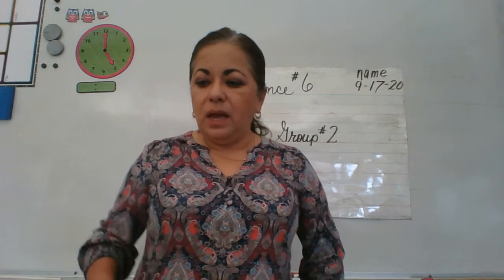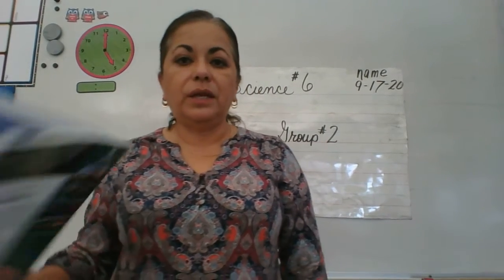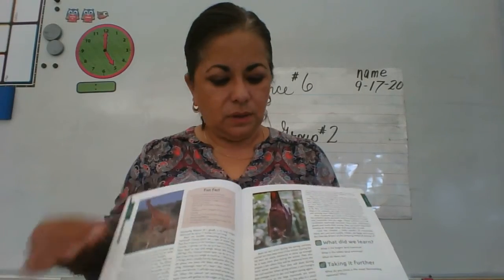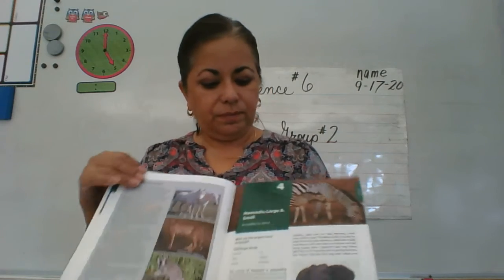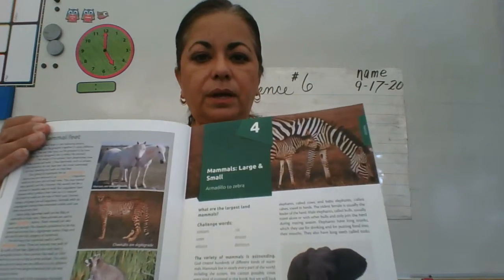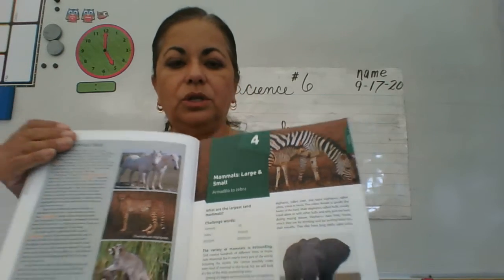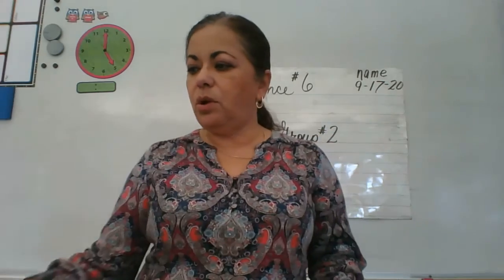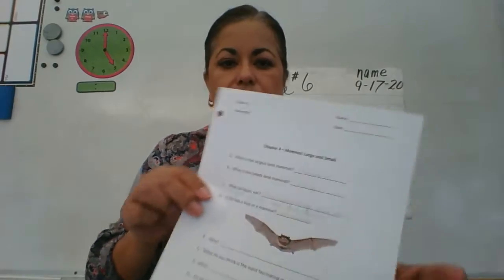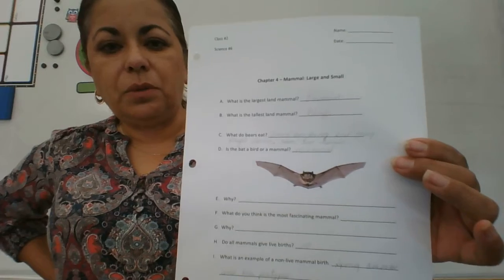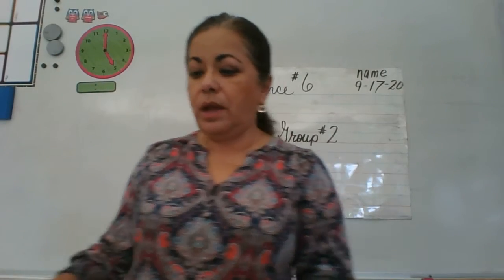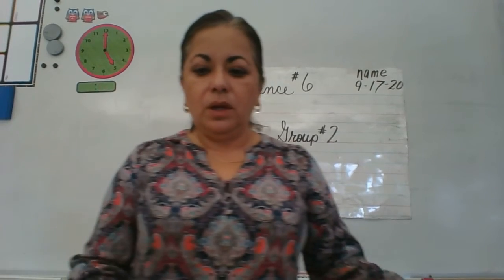All right, we are going to be reading out of your science book. So go ahead and open that up to page 15. All right, mammals, large and small. And you're also going to need this paper here. It says chapter 4, mammals large and small. And this is the page that is going to go with your chapter, the answers you're going to answer for your chapter.